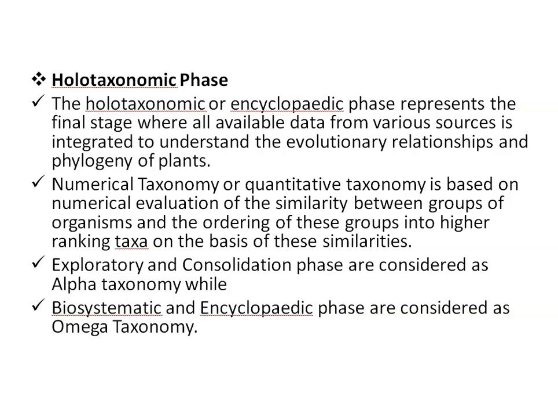Numerical taxonomy, or quantitative taxonomy, is based on numerical evaluation of the similarity between groups of organisms and the ordering of these groups into higher ranking taxa on the basis of these similarities. Then the exploratory and consolidation phases are considered as alpha taxonomy, while biosystematics and the encyclopedic phase are considered as omega taxonomy.